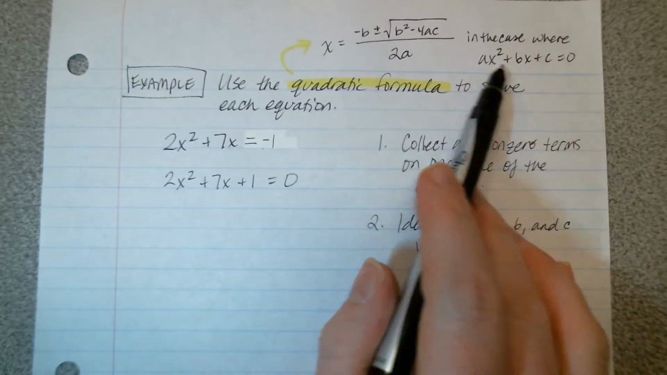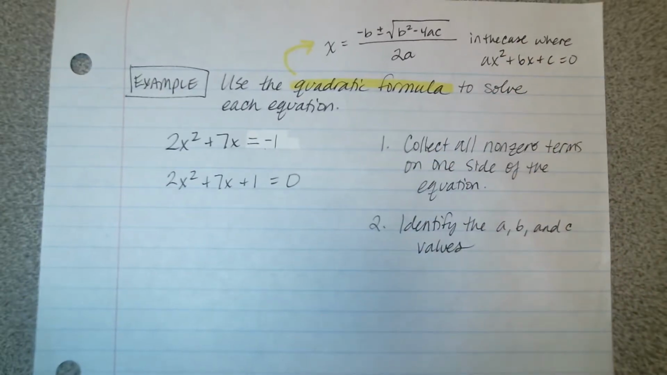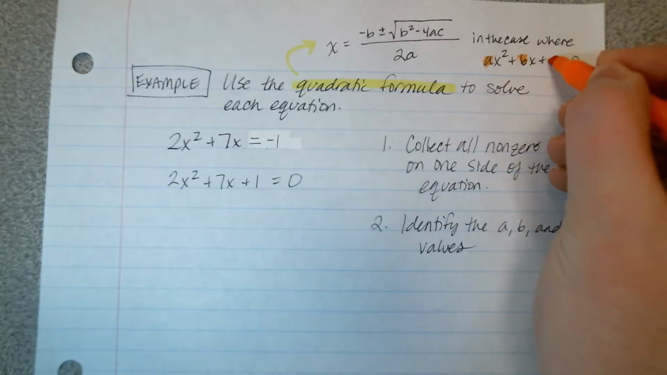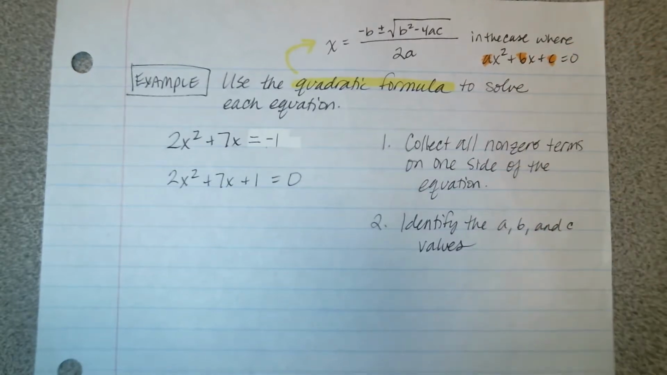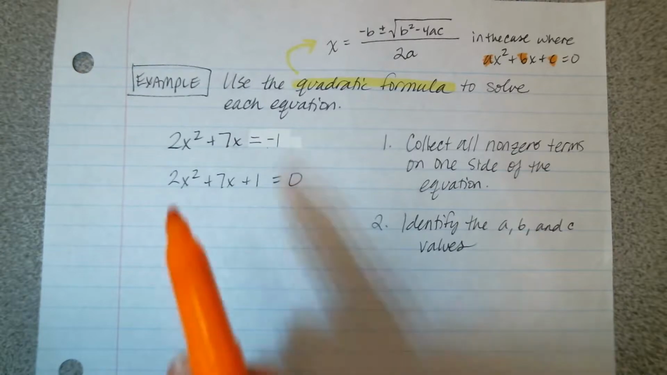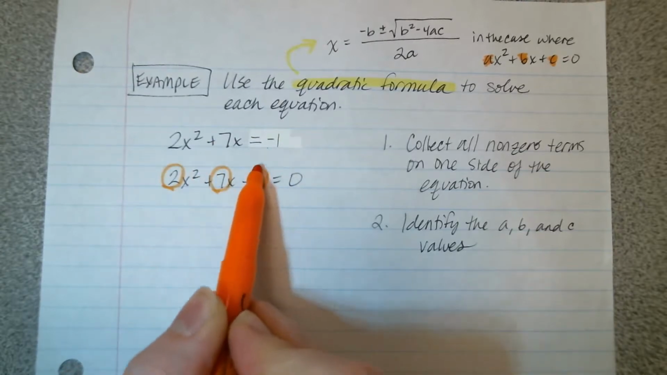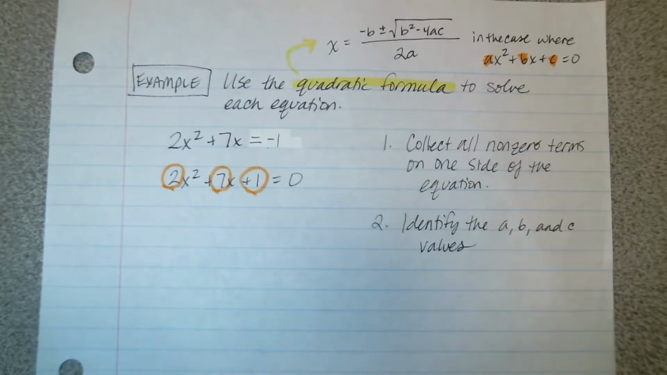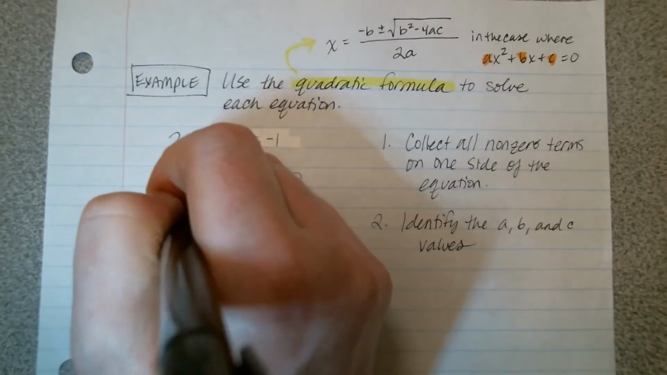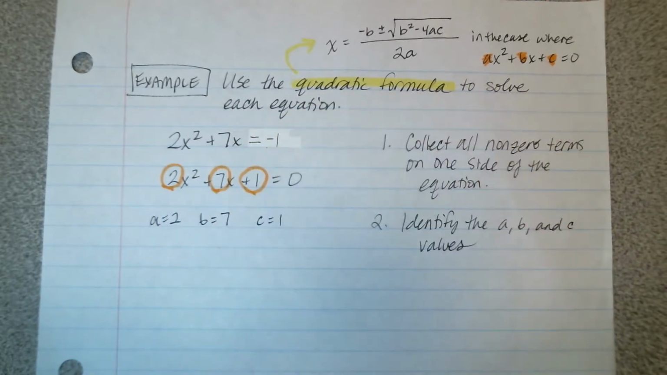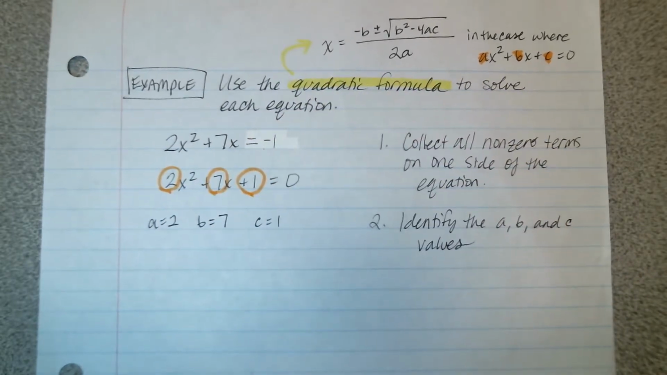So a, b, and c are all just coefficients. Please remember a, b, and c do not include the variable ever, ever, ever. A, b, and c are just the coefficients and the constant term. So in this case, a is 2, b is 7, and c is 1, and they're all positive.